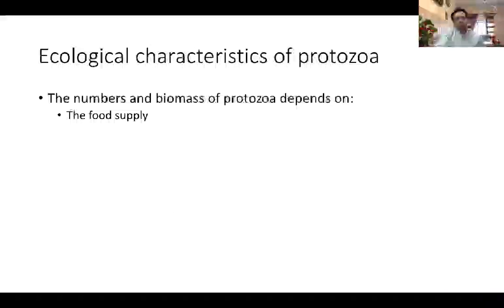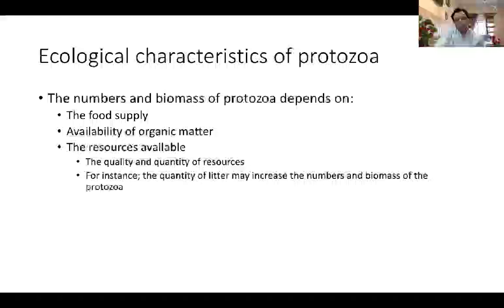The numbers and biomass of protozoa are highly dependent on the food supply. If the food is sufficient, the organic matter is available, and the quantity and quality of resources are good for the protozoa to flourish, then we will see a higher number and biomass of protozoa. For instance, when the quantity of litter increases, it has been observed that the number and biomass of protozoa also increase.